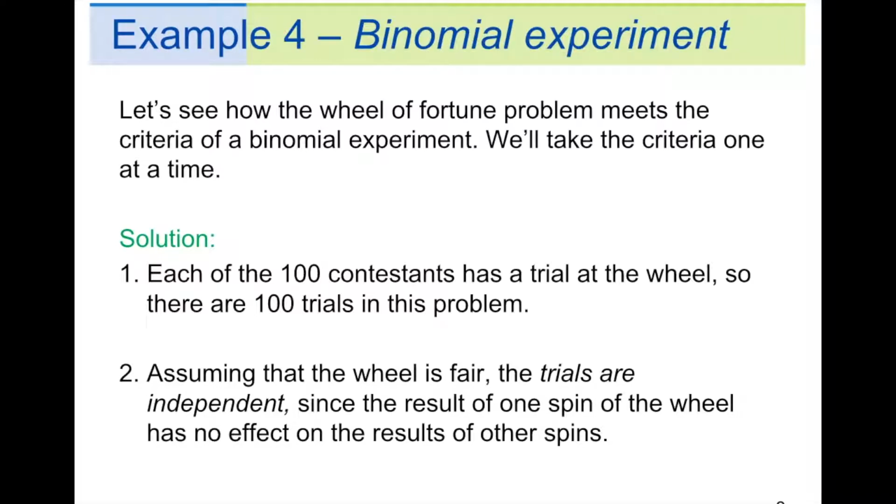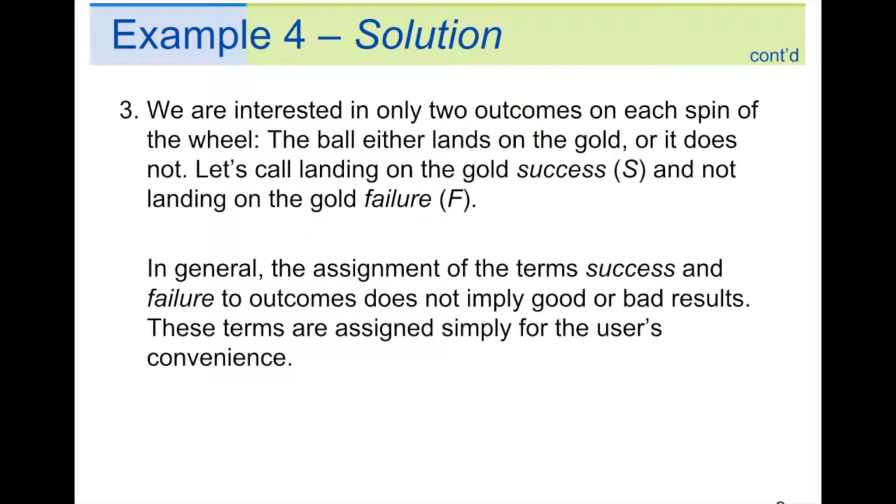Let's see how the Wheel of Fortune problem meets the criteria of a binomial experiment. We'll take the criteria one at a time. Each of the 100 contestants has a trial at the wheel, so there are 100 trials in this problem. Assuming that the wheel is fair, the trials are independent, since the result of one spin of the wheel has no effect on the results of the other spins. We are interested in only 2 outcomes on each spin of the wheel. The ball either lands on the gold or it does not. Let's call landing on the gold success and not landing on the gold failure.